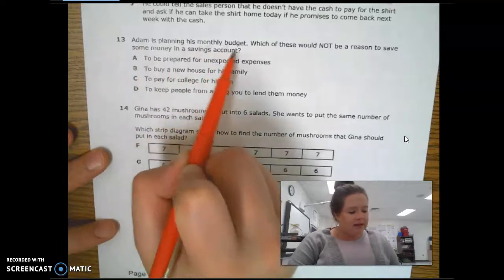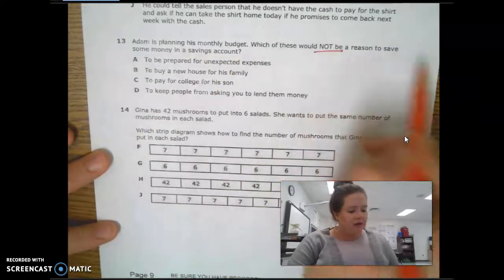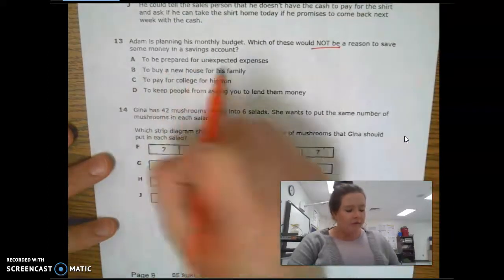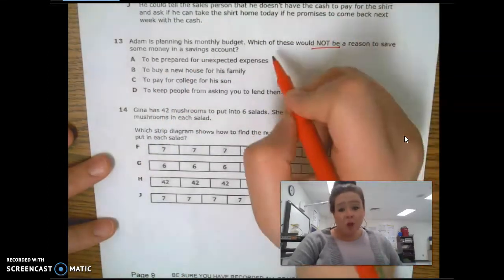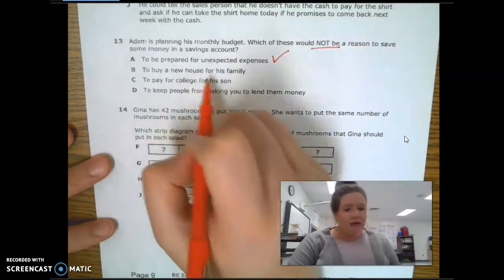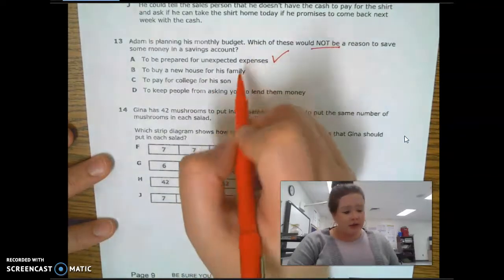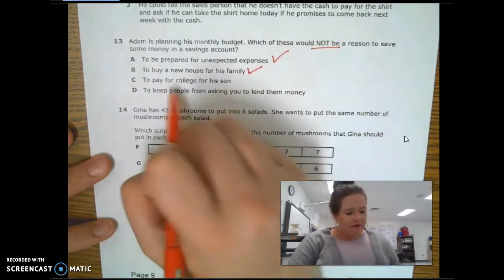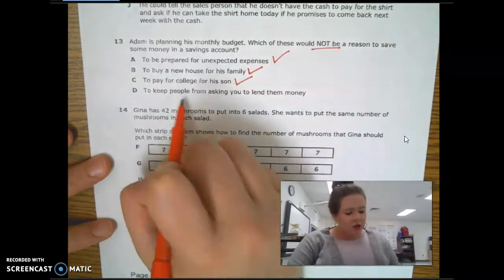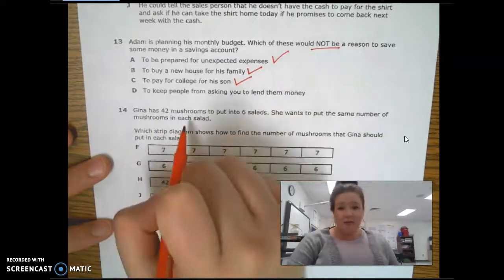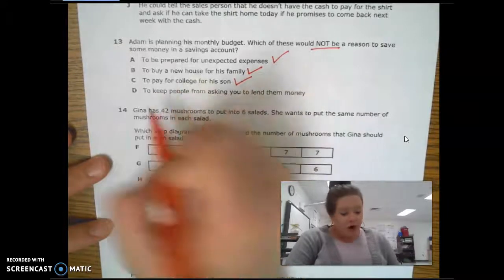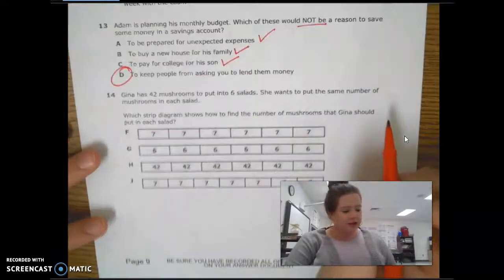Adam is planning his monthly budget. Which of these would not be a reason to save money in his savings account? Not be a reason. Be prepared for unexpected expenses. You want to have money in your savings account for that. To buy a new house for his family. Houses are expensive. You need to save money. To pay for college for his son. College is expensive. You need to have money saved for college. To keep people from asking you to lend them money. If you have more money, people will tend to ask you to borrow it. That is the most reasonable answer.